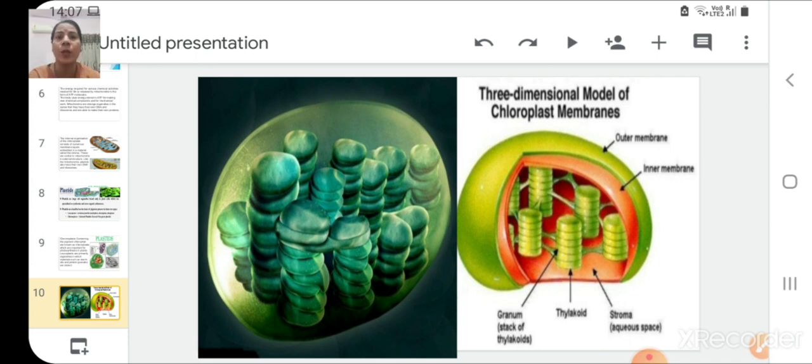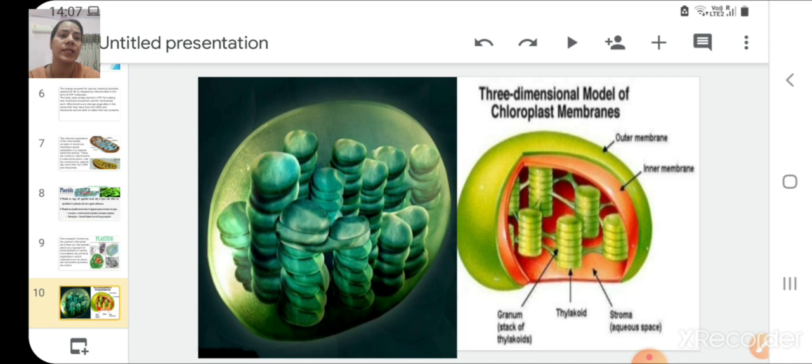The structure of the chloroplast seems very interesting because here also two membranes are present, the outer membrane and the inner membrane. Inside those membranes there is a very interesting structure which you can compare with a stack of coins connected to each other. This makes the structure granum, which looks like a stack of thylakoids, and each granum is made up of many units, and these units are known as thylakoids.